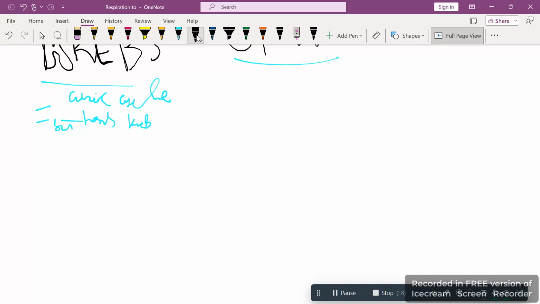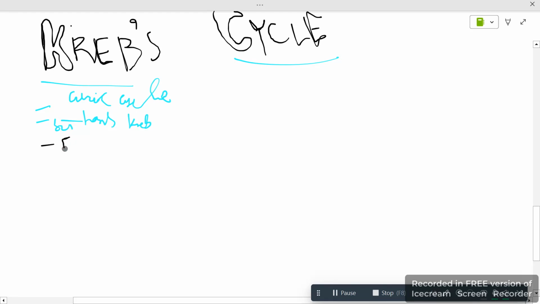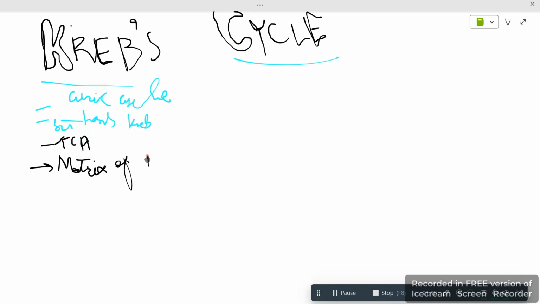Then this cycle is also known as the TCA cycle. What does this mean? TCA stands for tricarboxylic acid. This cycle occurs in the matrix of the mitochondria.